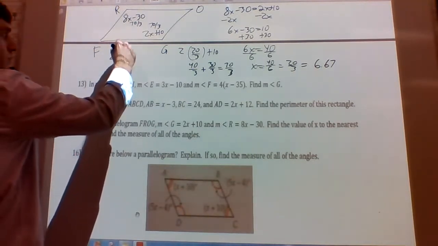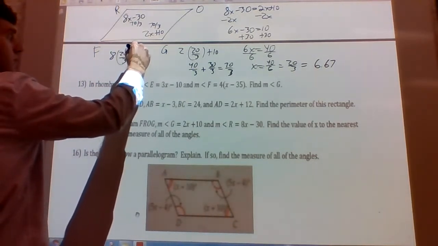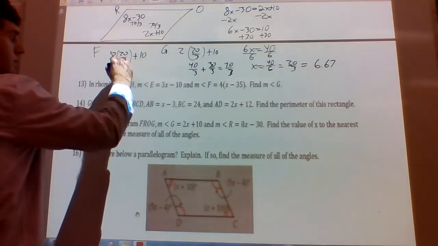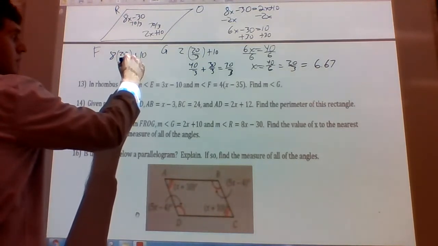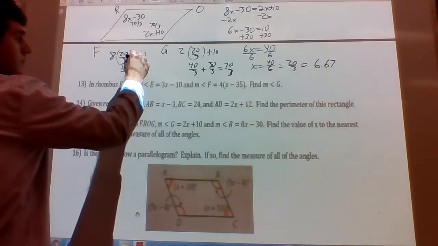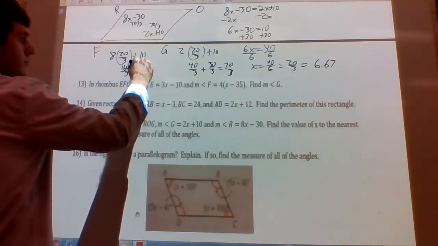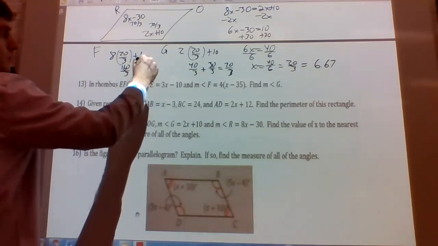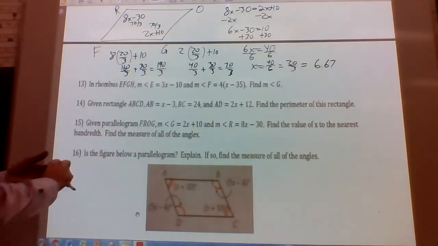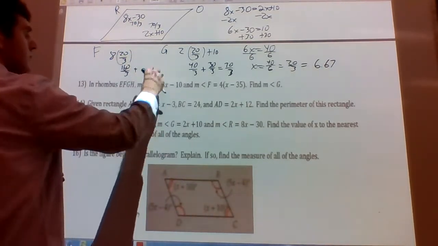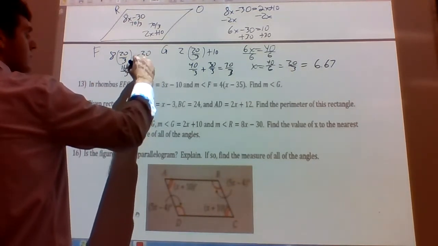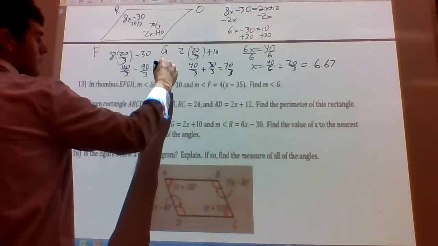8 times 20 over 3 plus 10. So that's 160 over 3 plus 30 over 3. So that's 190 over 3. Oh, I'm sorry, what am I doing? Minus 30. So minus 90 over 3. Common denominator equals 70 over 3.